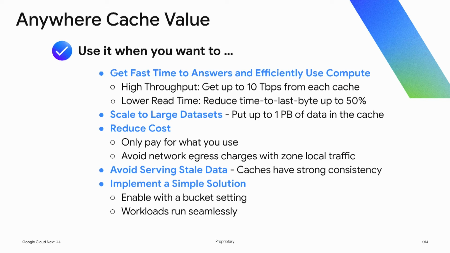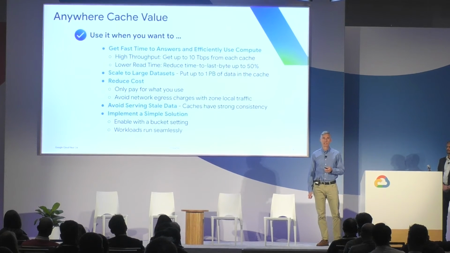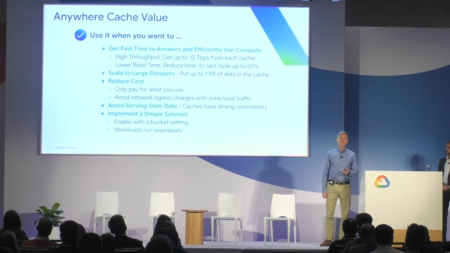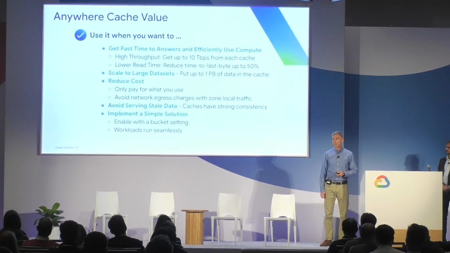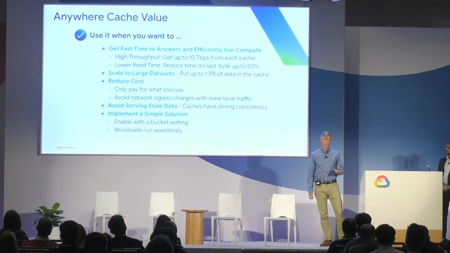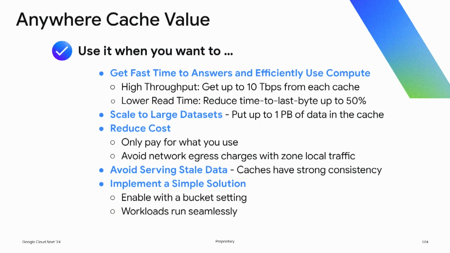The anywhere cache will not serve inconsistent data, so you don't need to worry about setting up a cache with local SSD or your own cache cluster, and then having to keep that fresh all the time. We ensure that all the data in the cache is consistent. Finally, it's very easy to implement. You just enable it with a bucket setting, and the workloads will run seamlessly without any changes.